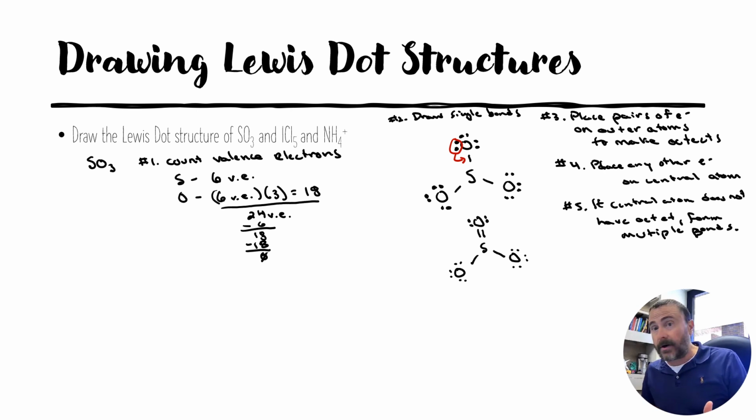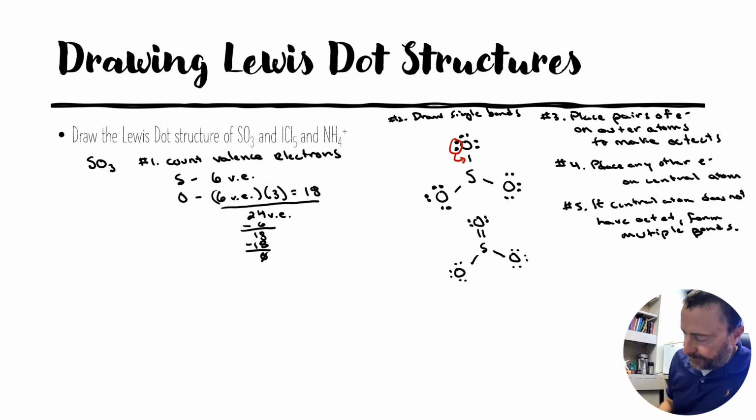Now you might be thinking to yourself, why did I choose that oxygen? I could have chosen any of the oxygens, and that is something we'll get to in a little bit. That is going to be called resonance. I could have chosen any of them, but I just chose that top one, and that's perfectly fine. We'll talk about why you could choose any of them in a little bit.